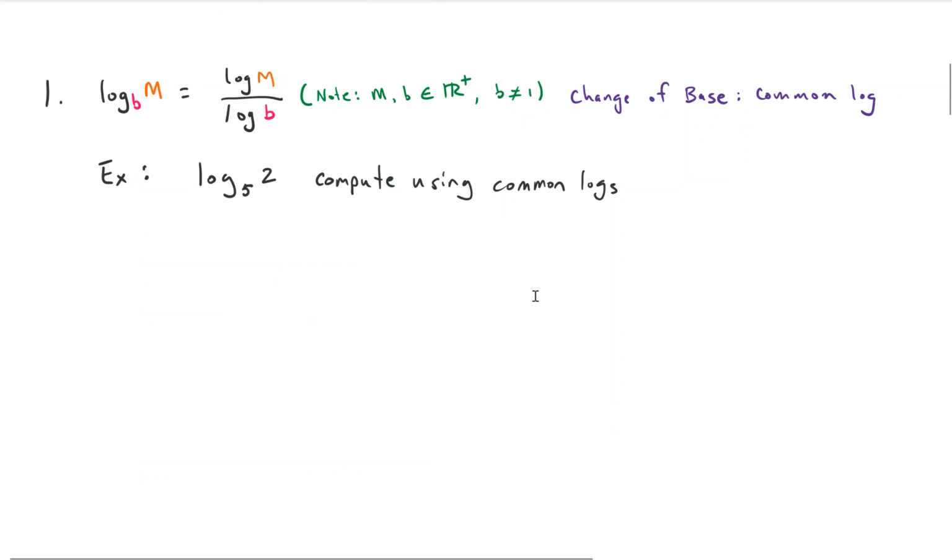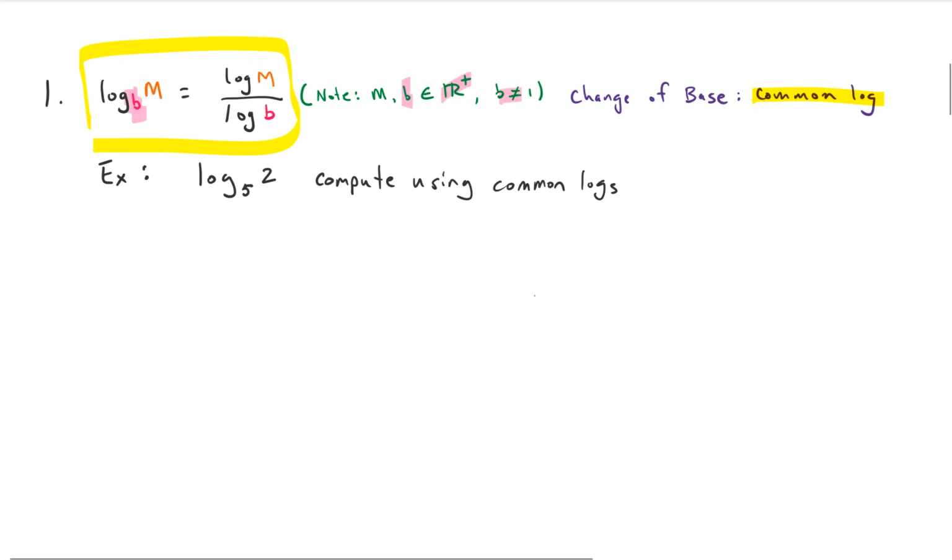So the first formula is here in the yellow box. This is the change of base formula for the common log. So this is a formula that lets you change any log into the equivalent version as a common log. So notice the specific parts. We have any log base b. So b, by the way, is a positive real number, but it can't be equal to 1.